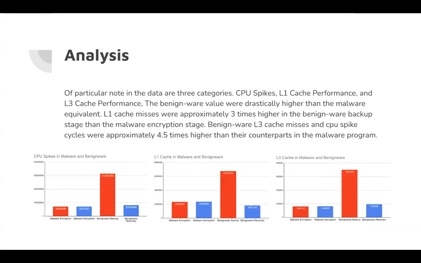A particular note in the data are 3 categories: the CPU spikes, level 1 cache performance, and level 3 cache performance. The benignware values were drastically higher than the malware equivalent. Level 1 cache misses were approximately 3 times higher in the benignware backup stage than the malware encryption stage. Benignware level 3 cache misses and CPU spike cycles were approximately 4.5 times higher than their counterparts in the malware program.